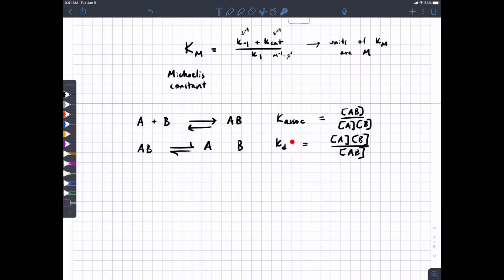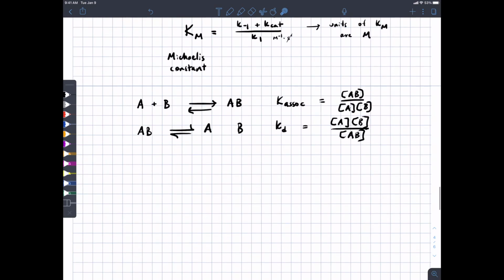You can think of Kd here as the concentration where you would have 50-50 bound and unbound starting materials versus products. Just to give you a sense for what these numbers mean, with Kd, lower numbers mean stronger binding, right? Because it's a dissociation constant. And with an association constant, higher numbers mean tighter binding.